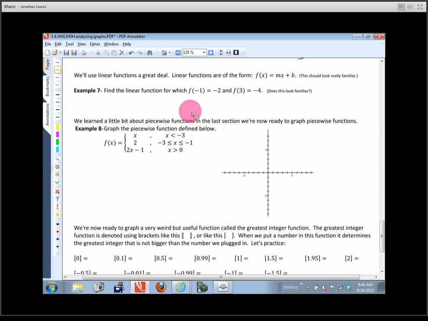Excellent. Again, like we said yesterday, the cool thing about function notation is this is telling you that's the x-coordinate and that's the y-coordinate. So it's saying come up with a line that goes through -1, -2. And what's this point right here?